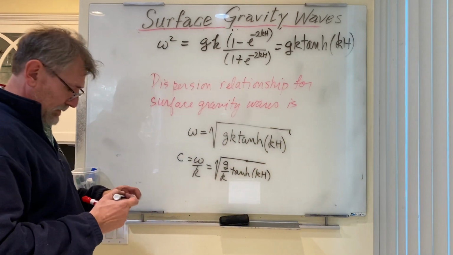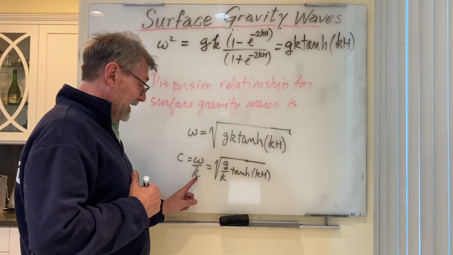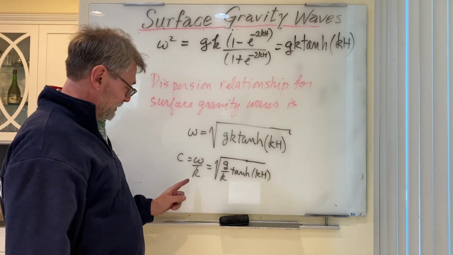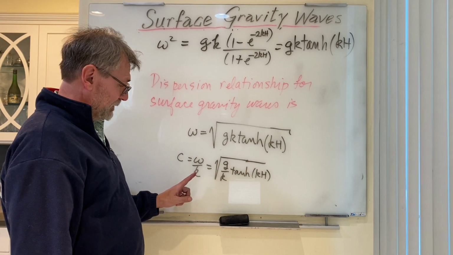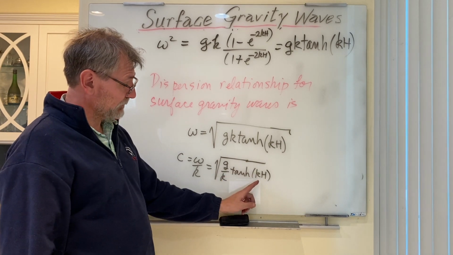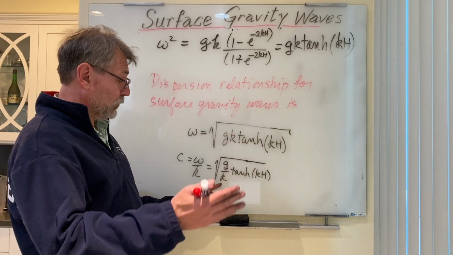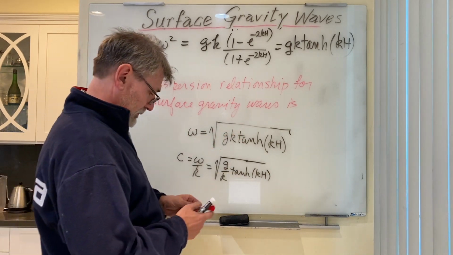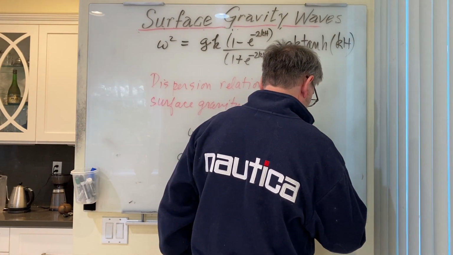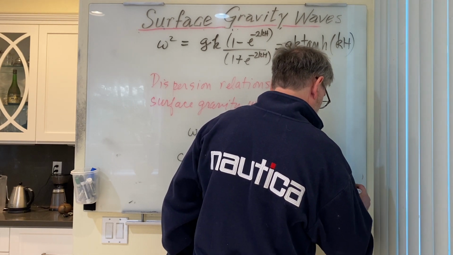So as k gets very big, for very short wavelengths, lots of waves per unit length, k is going to be very big. If k is very big, hyperbolic tangent approaches 1 in the limit of k very big, so I'm left with g over k. If k is a small number, the waves are going to get slower and slower and slower. So tangent of kh goes to 1 as kh goes to infinity.